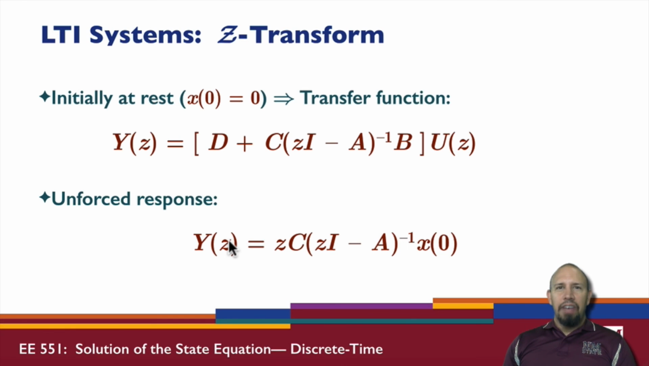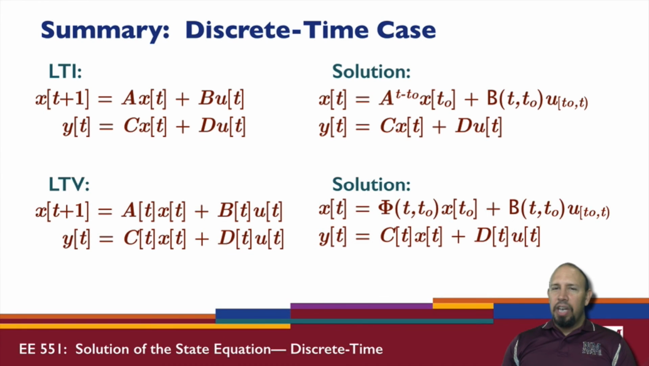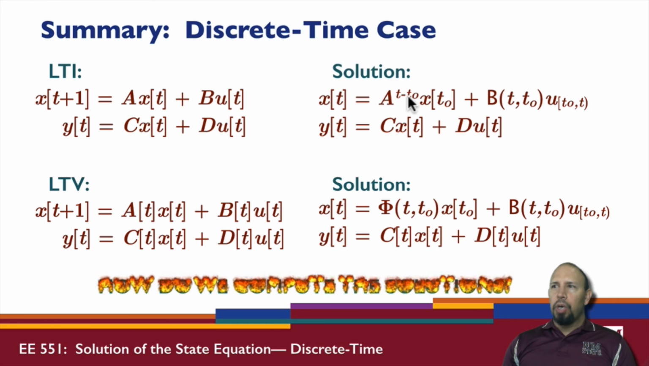So we now have analyzed this both in the time domain and in the z domain. And so in summary, we have these results. For the linear time invariant system, we have this solution. For the linear time varying system, we have this solution. So we actually have an explicit form for the solution in the event that the system is time invariant. But in general, the question burns.